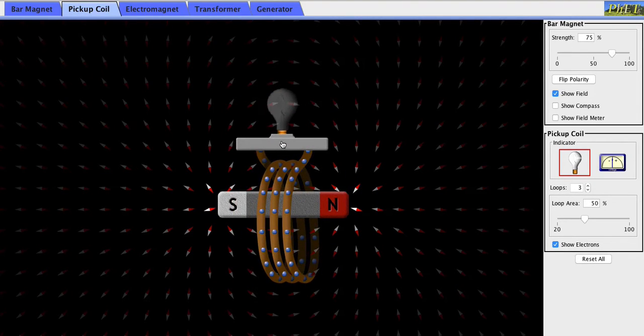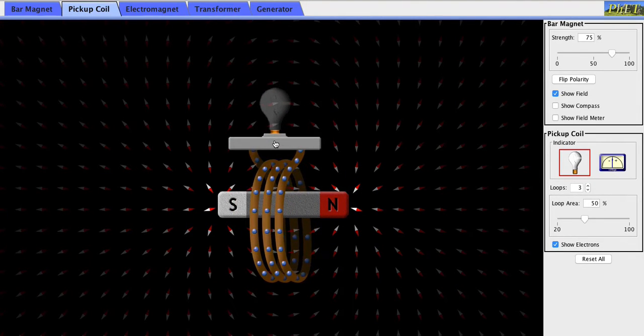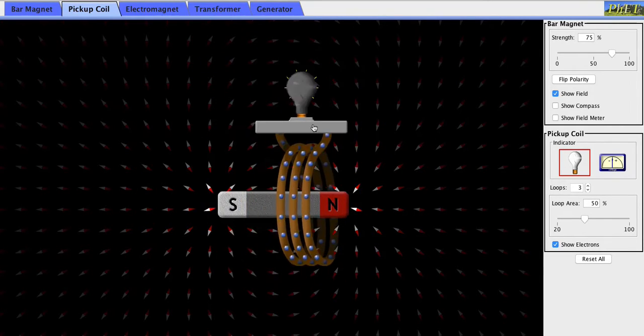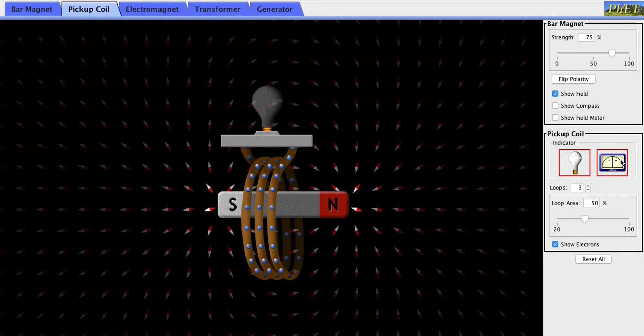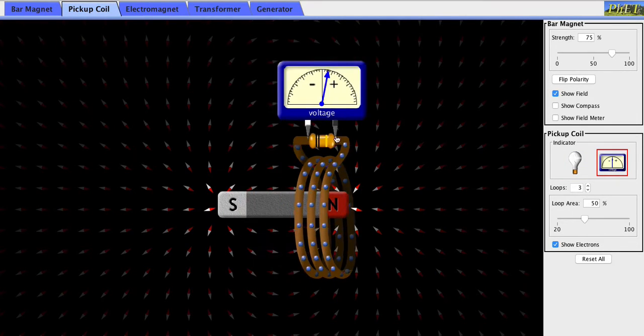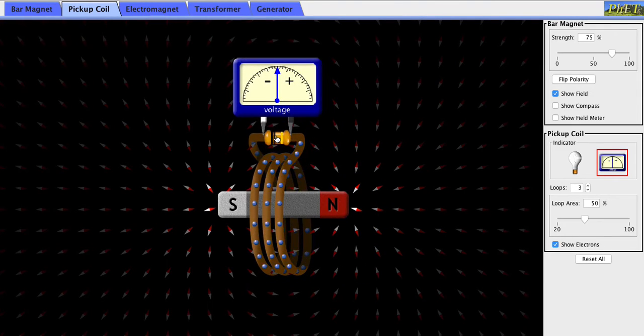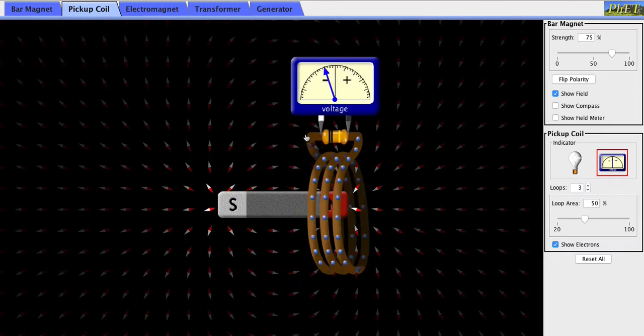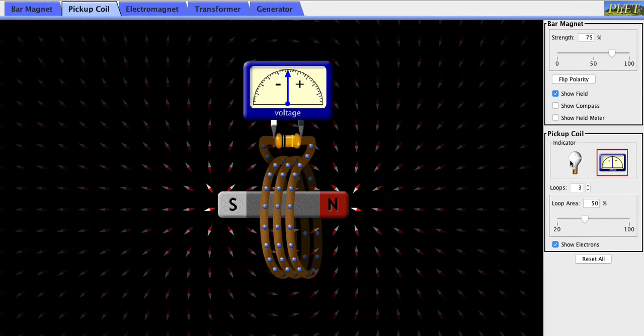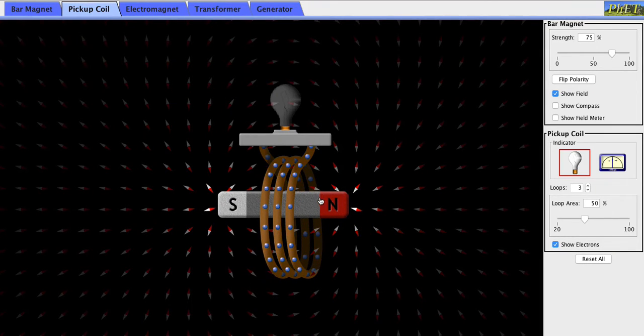So by definition, Faraday's law is a voltage is induced in a conductor by a changing magnetic field. Okay. Now I can have a light bulb. I can also have a galvanometer, which is what your book has. You can see there's a resistor there to take the voltage. So you have a voltage that's created by the movement of a coil relative to a magnetic field.